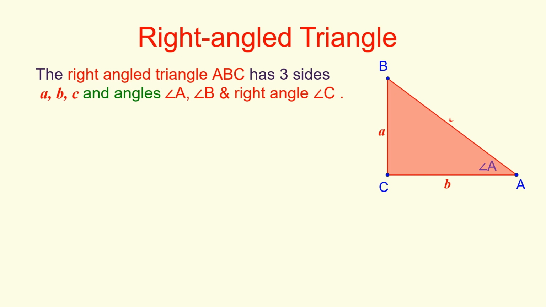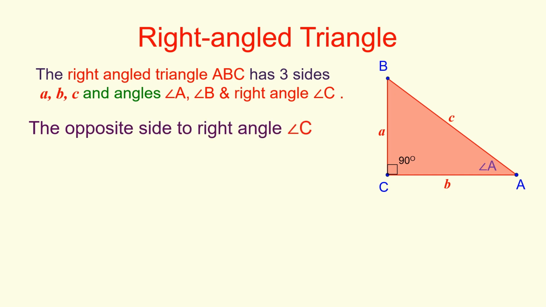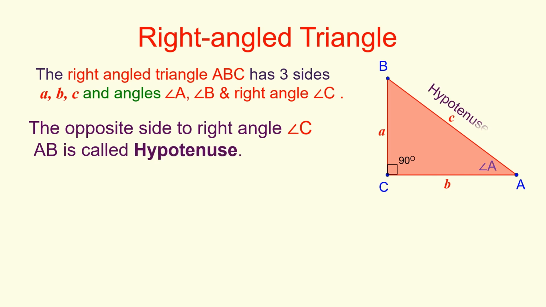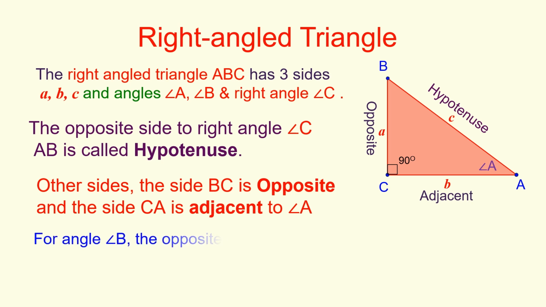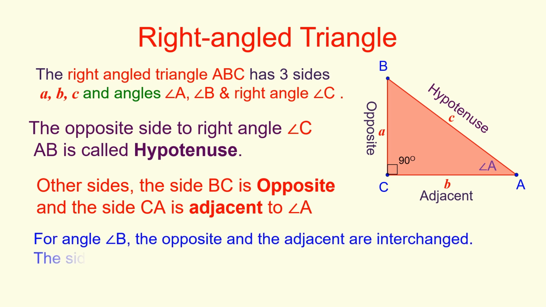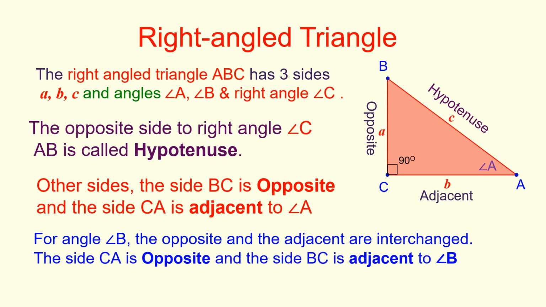The right-angled triangle ABC has three sides, AB, BC, CA, and angles A, angle B, and right angle C. The side opposite to right angle C, AB, is called the hypotenuse. Of the other two sides, the side BC is opposite, and the side CA is adjacent to angle A. For angle B, the opposite and the adjacent are interchanged. The side CA is opposite and the side BC is adjacent to the angle B.